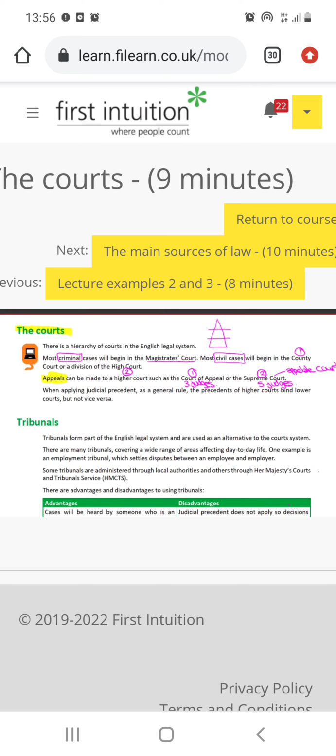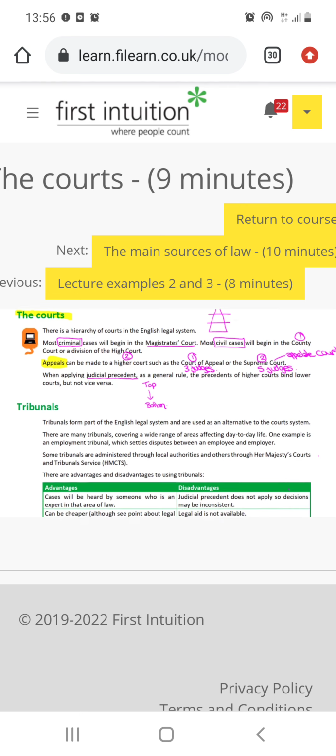When applying judicial precedent as a general rule, the precedents of higher courts bind the lower courts, but not vice versa. So those higher courts, those ones at the top, do bind those courts that are lower down, but not vice versa. And the aim here is that decisions are made that are consistent with previous judges.